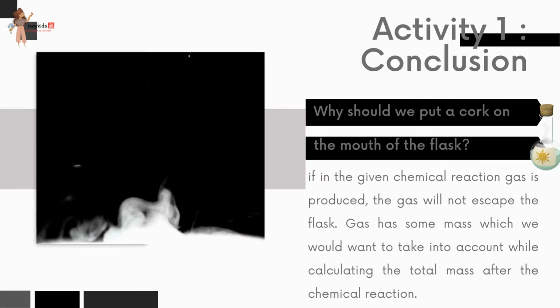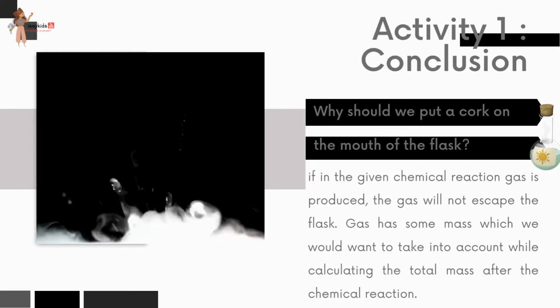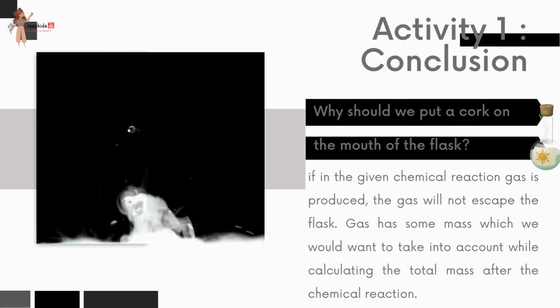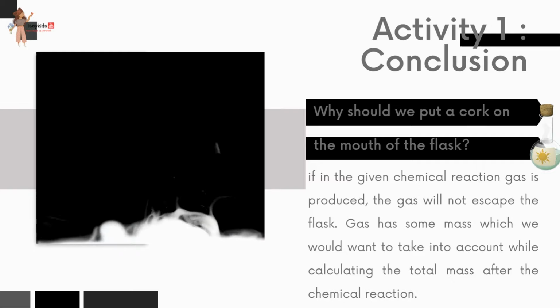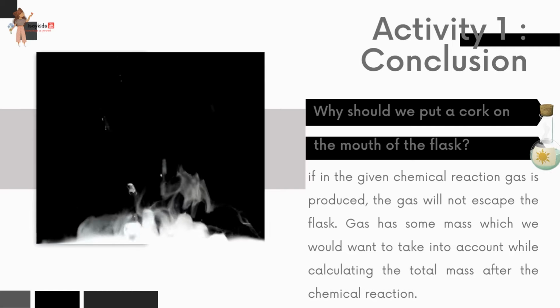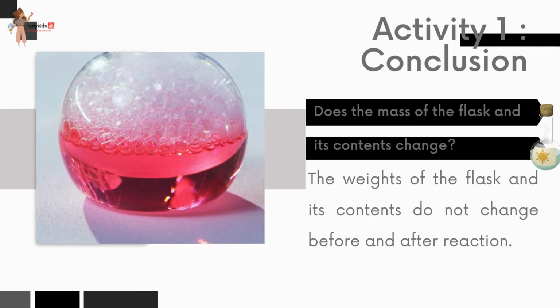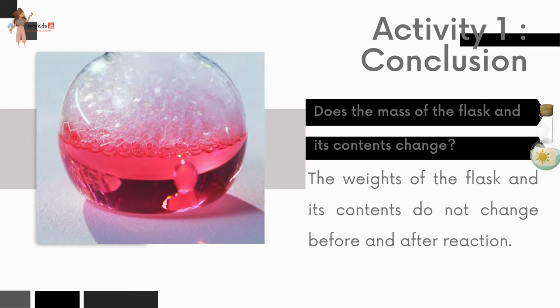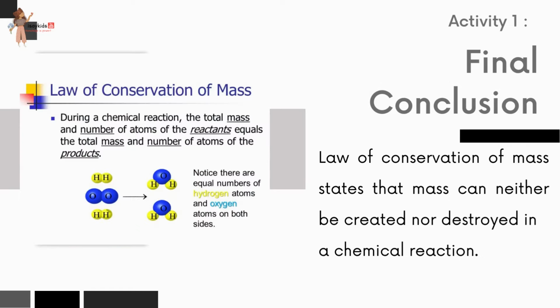Now, why did we put a cork on the mouth of the flask? Well, we must put a cork because if in the given chemical reaction gas is produced, the gas should not escape the flask. Gas has some mass which we would want to take into account while calculating the total mass after the chemical reaction. Does the mass of the flask and its contents change? Well, we would note that the weights of the flask and its contents do not change before and after the reaction. Law of conservation of mass states that mass can neither be created nor destroyed in a chemical reaction.